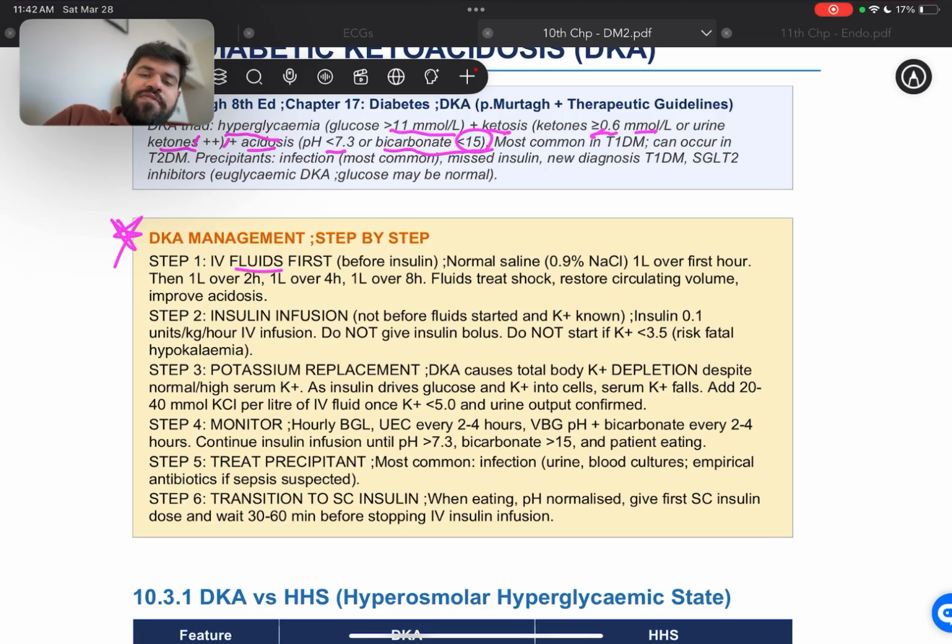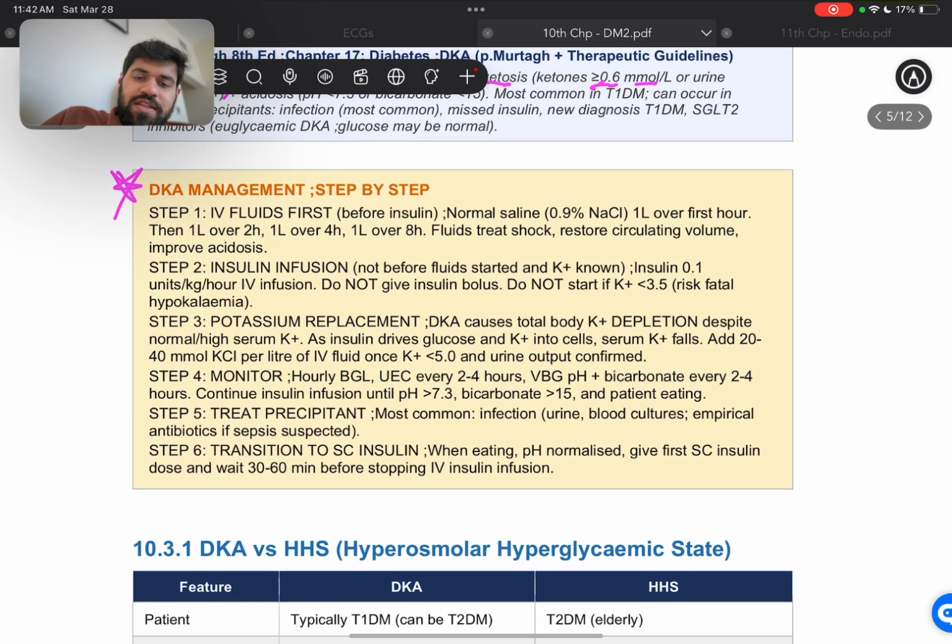Then the second step, after fluids, we move on to insulin infusion, but obviously not before fluids are started and potassium is known. Insulin is 0.1 units per kg per hour as an IV infusion. We do not give that as a bolus, and we do not start if potassium is less than 3.5, because insulin can cause potassium to move into the muscles, leading to severe hypokalemia.